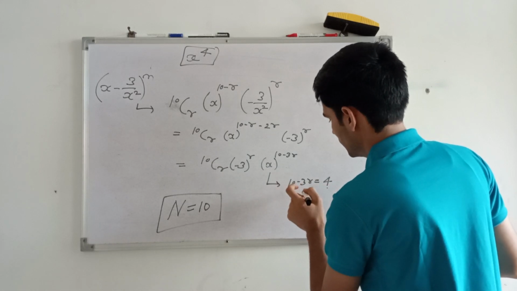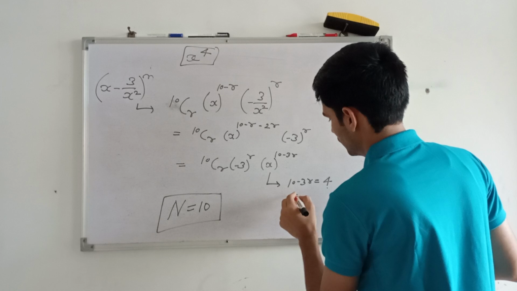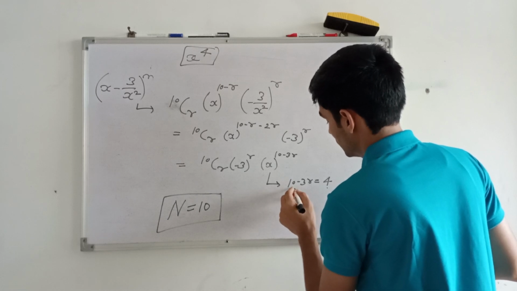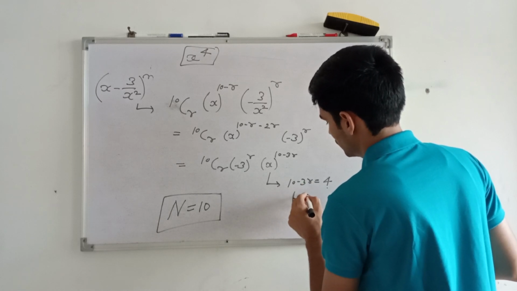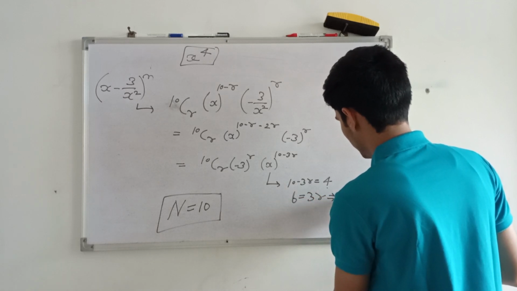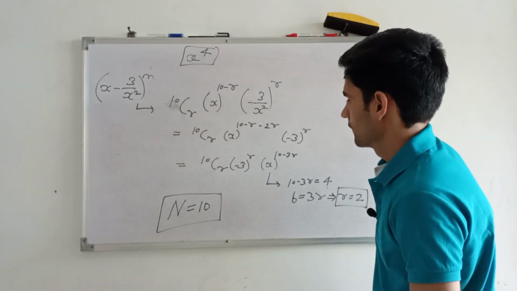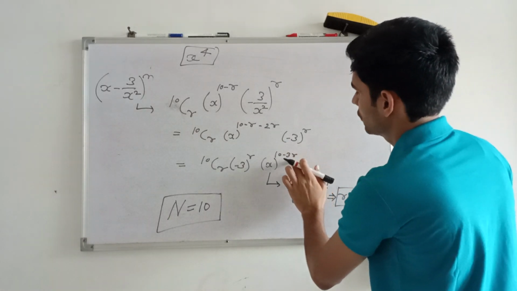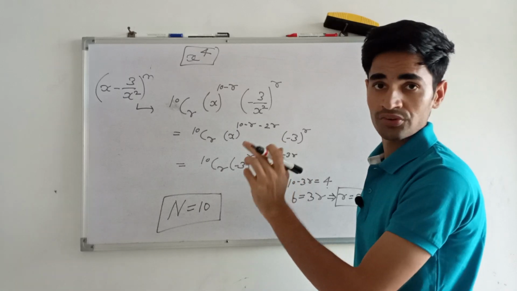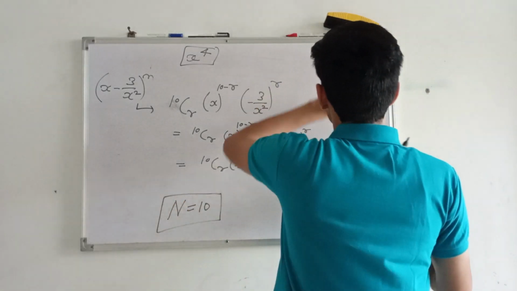Bring this to this side and 3r to this side. We will get 10 minus 4, which is 6, equal to 3r, which gives us r equal to 2. So r will be 2, that is when the power of x will be 4. Put this here.